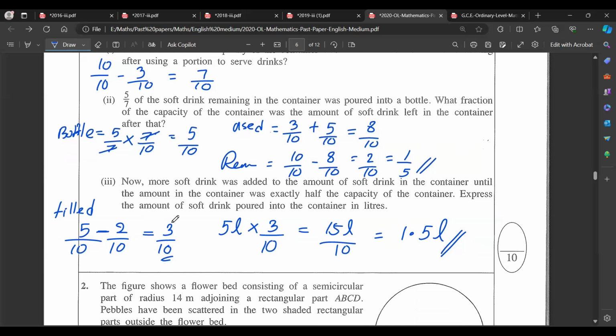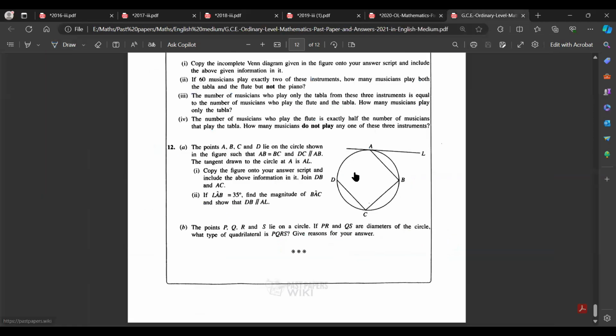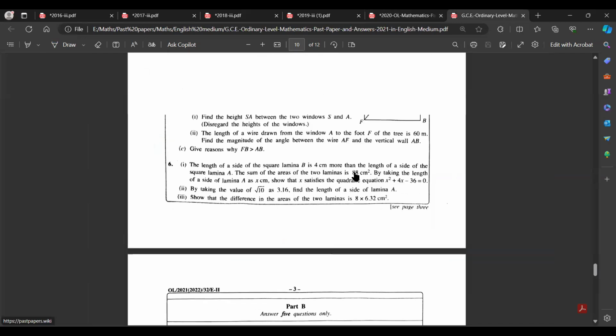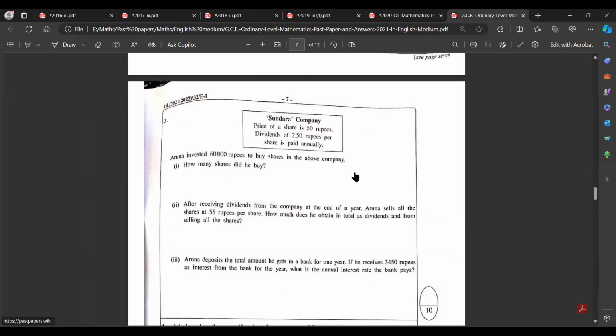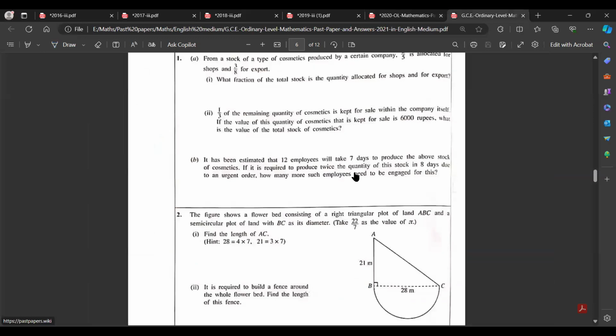So they are filled another 3 out of 10. The 3 out of 10, they ask you in liters. So altogether, they are having 5 liters in the full bottle. From that one, you have to consider the fraction of 3 out of 10. Total is 5 liters. From that one, 3 out of 10 means actually 1.5 liters. Clear? From the total, it should be 1.5 liters. Okay, what do you think?